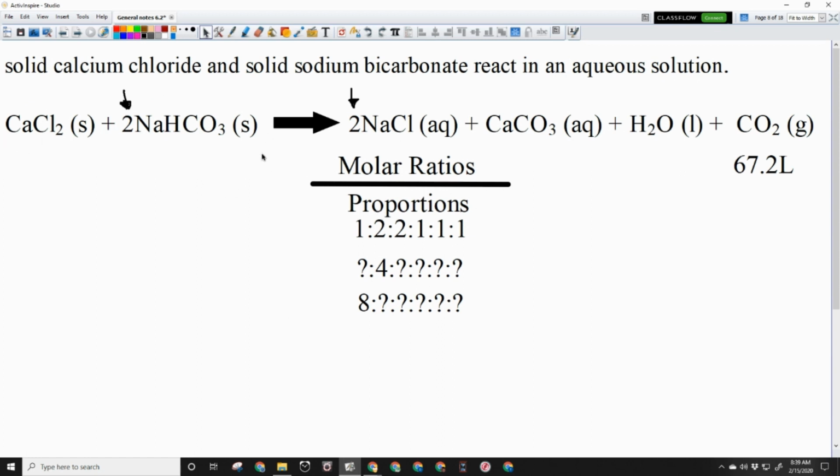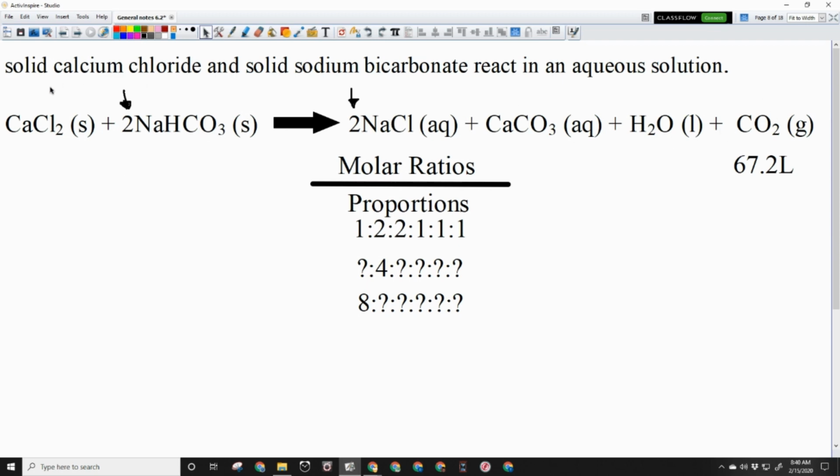So the molar ratio of this balanced chemical equation is 1 to 2 to 2 to 1 to 1 to 1. And I've written that right there. So just like a recipe, a food recipe, we could double this reaction. So instead of 1 mole of calcium chloride, what if I double that and put in, or instead of 2 moles of sodium bicarbonate, what if I supplied 4 moles of sodium bicarbonate?